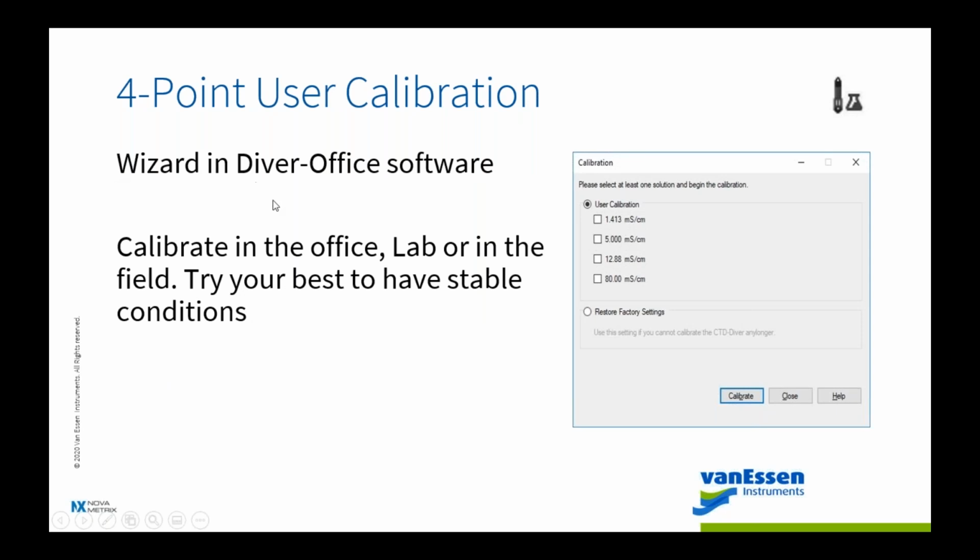As far as calibration goes, it's very simple, it's very quick, and it's all done by wizard within the Diver-Office software. There are 4 standards that you can choose from. You can do all of them if you wish, but we recommend just picking the one that is closest to whatever matches your lab samples from the location that you're doing your field work, and then just pick the standard that matches closest to that.